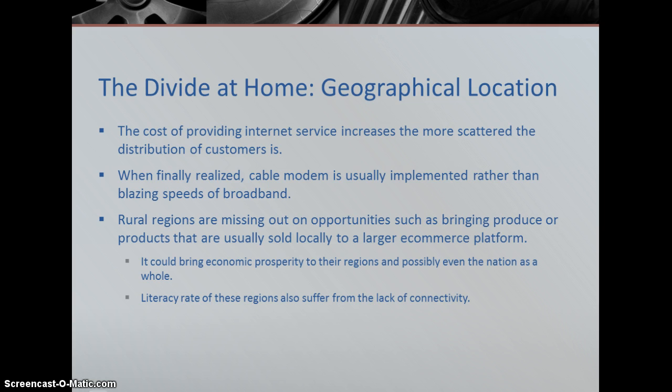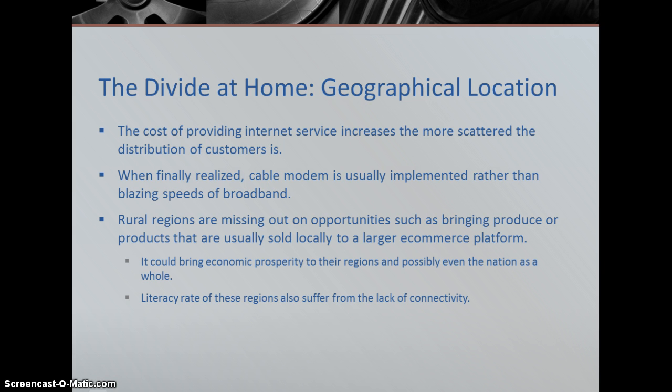The second factor to the divide in America can be attributed to geographical differences in the location of citizens. The cost of providing internet services increases the more scattered the distribution of customers is. In rural areas, when internet access is finally implemented, it is usually cable modem, not the blazing fast speeds that most broadband users experience. Cable modem is usually the only choice in rural areas because the cost of rolling out faster speed networks is higher and it hasn't been realized yet.